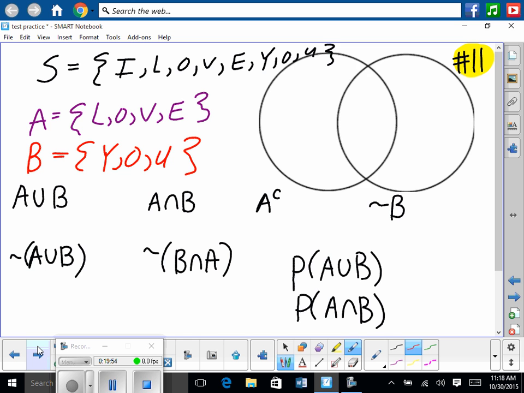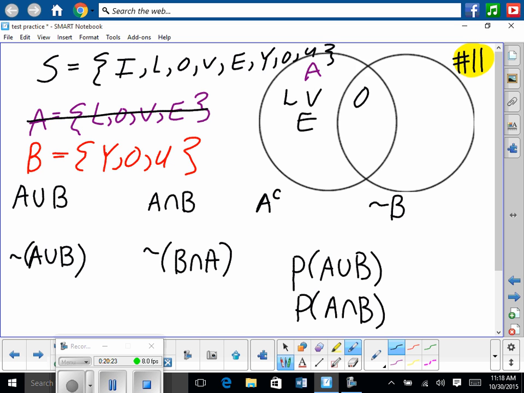Okay, looking at this one, Number 11, we're given a sample space, I love you, and we have event A, which is a subset, is love, and event B is you. So we're going to make a Venn diagram. In event A, we have the letters L. It's not in B, it's only in A, so it's going to go right here. We have an O, it's also in B, so it's got to go in the middle. And then V is only in A, and E is only in A. So now we've taken care of A.